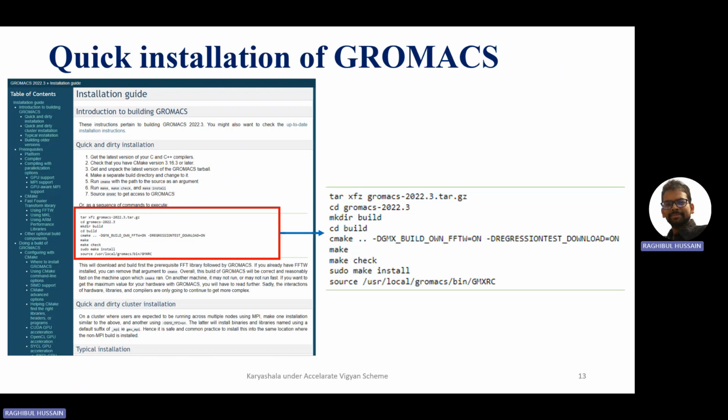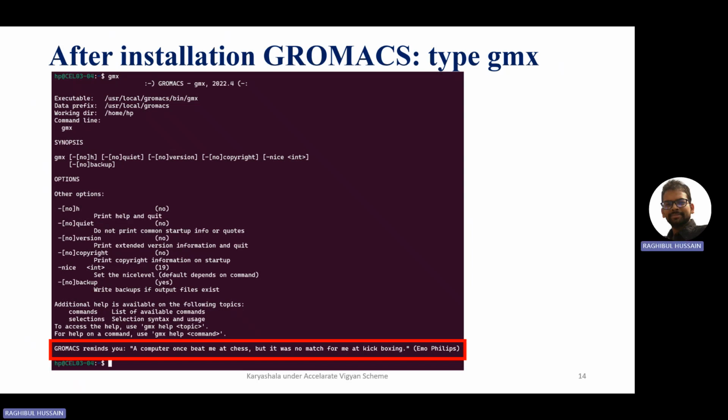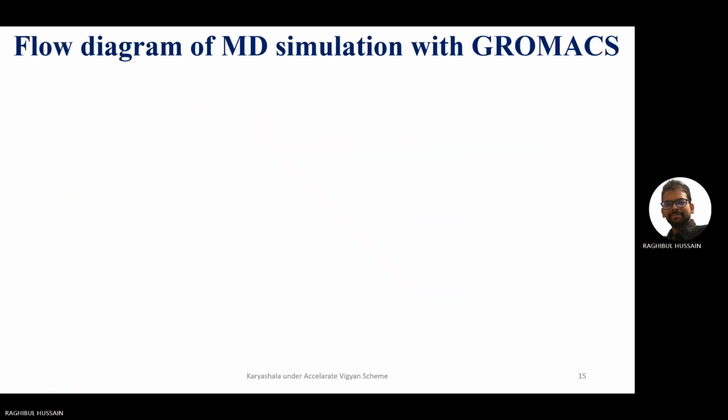For the quick installation of GROMACS after downloading, you have to untar it, then go to the GROMACS folder. You create a build directory, go to the build folder, then use the make command, and then make install, and then it is installed. When you install, you will get a good report, the same kind of message you get at the end of a successful run in Gaussian. Okay.